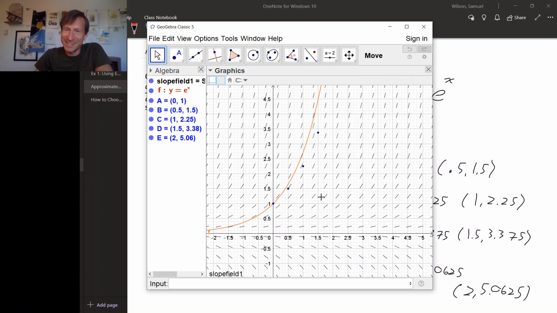Right? Hopefully you are sort of catching the general trends of what the exact solution does, but you can't in general expect to get points that are actually on the exact solution.